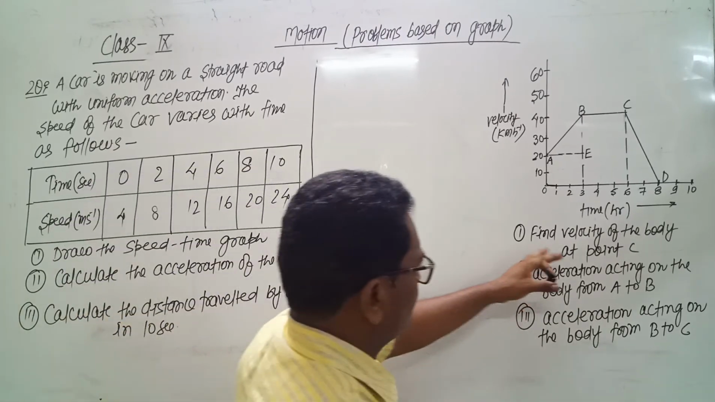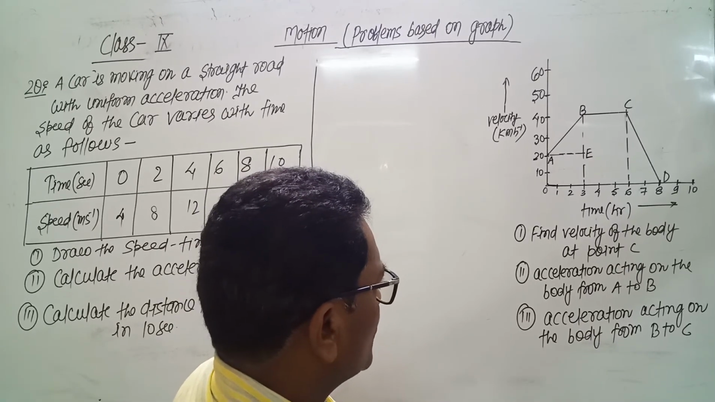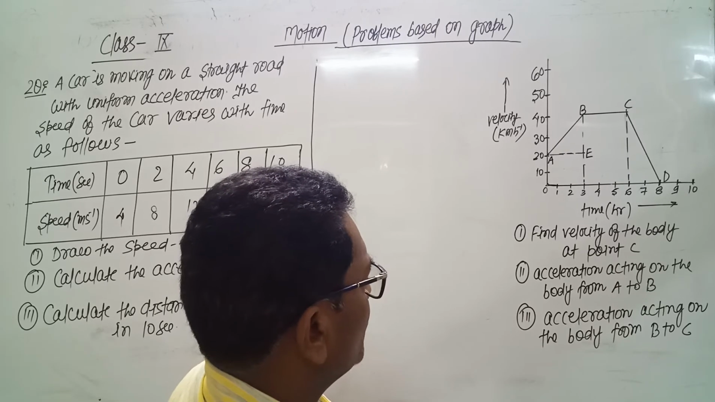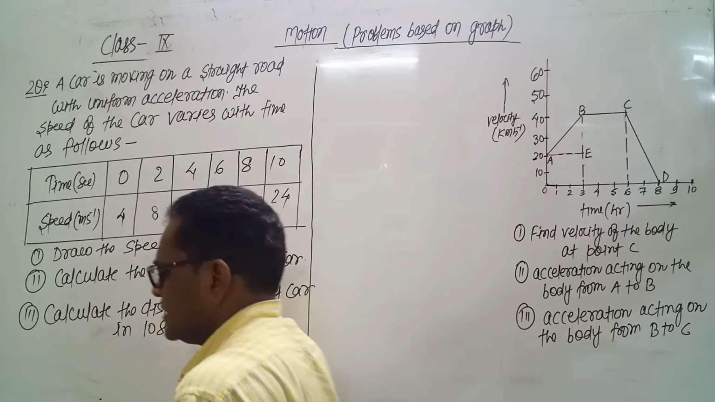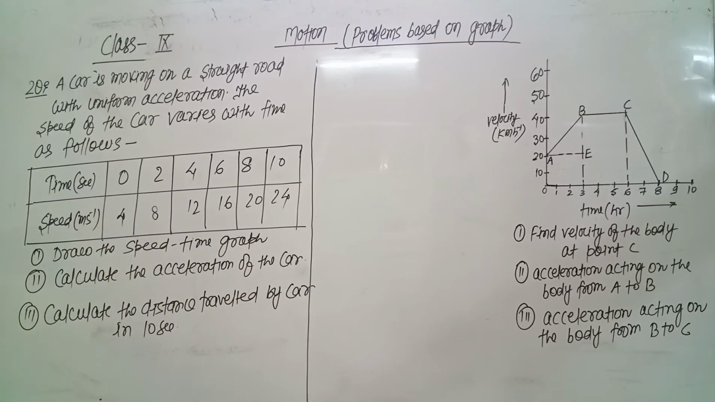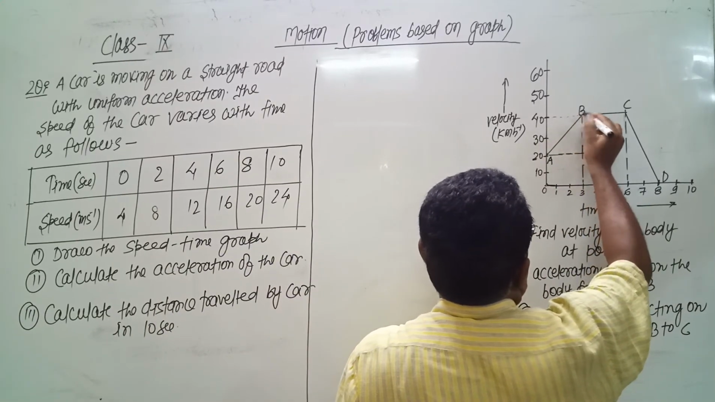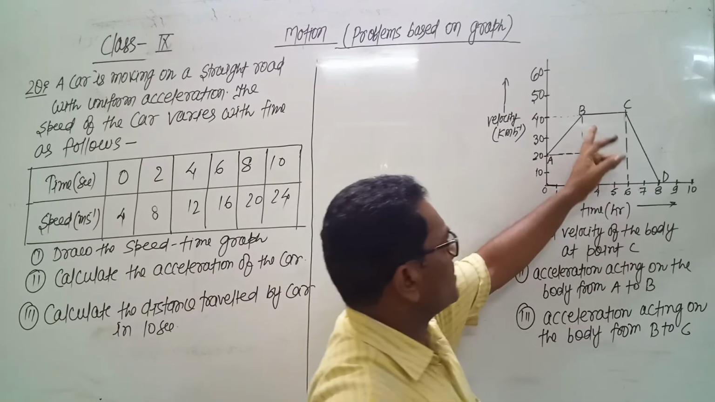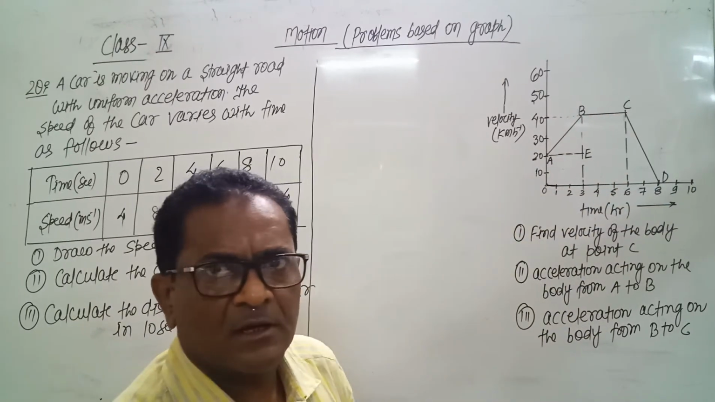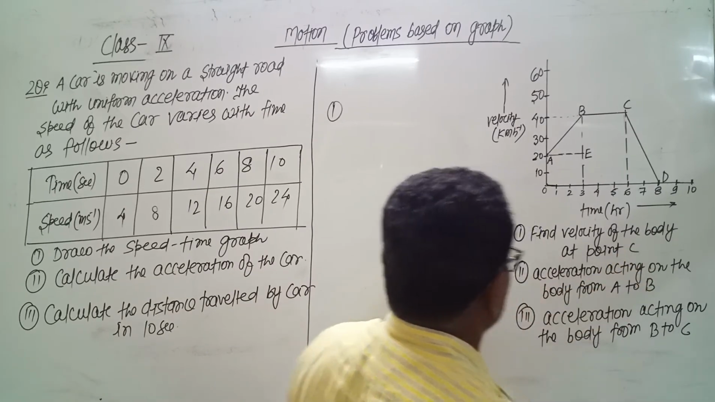So first we have to calculate the velocity of the body at point C. We will see what the velocity is at point B. At point B, the velocity of the body is 40 km per hour, and from B to C, the body moves with constant velocity.